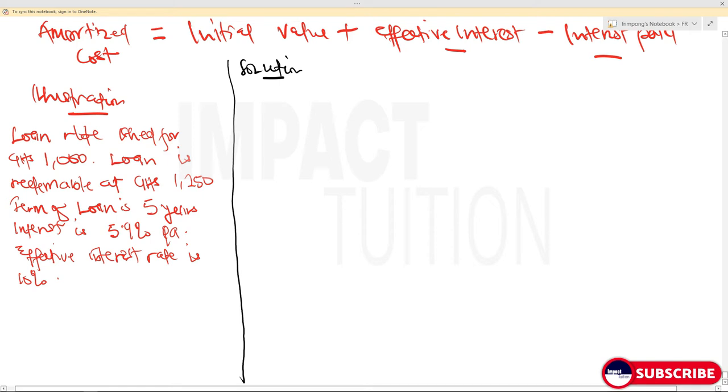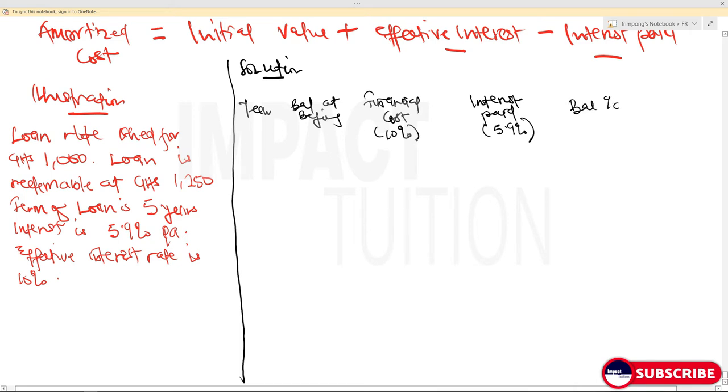We will set this out in a table. We have the year and the balance at the beginning. The finance cost for the year, which is the effective interest rate. The interest paid during the year at 5.9%, then the closing balance at the end of the year. So the balance carried down.